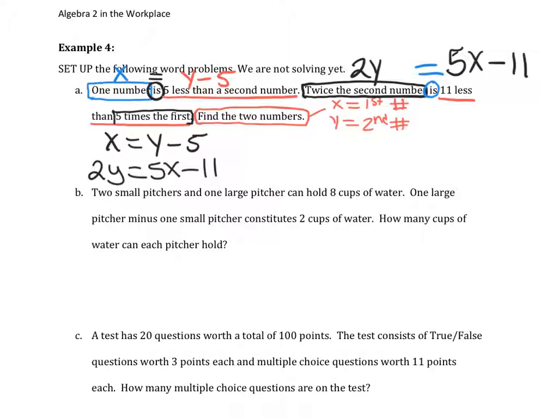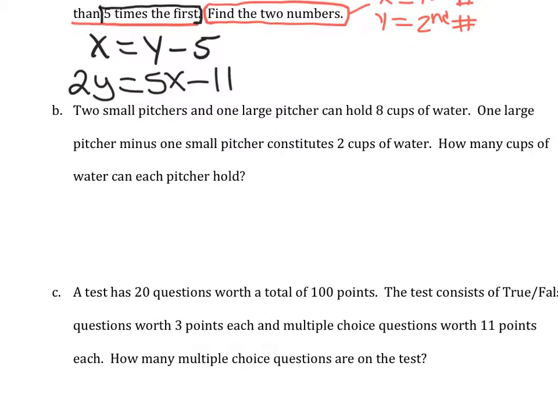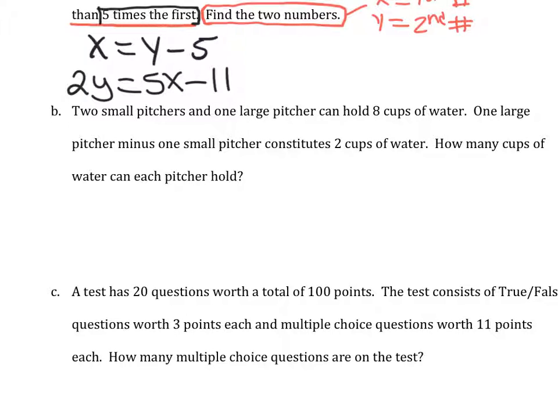All right, let's do another example that actually has some units now. So letter B, 2 small pitchers and 1 large pitcher can hold 8 cups of water. 1 large pitcher minus 1 small pitcher constitutes 2 cups of water. How many cups of water can each pitcher hold? So to define our variables, we look at our question. How many cups of water can each pitcher hold? We have to define our variables. So x equals and y equals.